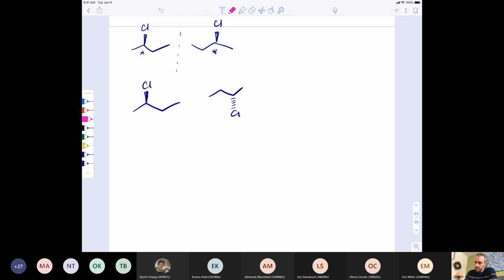So I would look at this chlorine and label it R. The other one over here, notice the low priority group, which is the hydrogen, is pointing the wrong way. So the priority goes this way, which looks like R, but the hydrogen's pointing in the wrong way, so it's actually S. So they look like the same molecule, but they have opposite stereocenters, so these are going to be enantiomers.